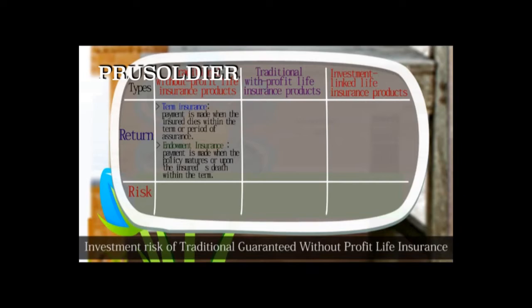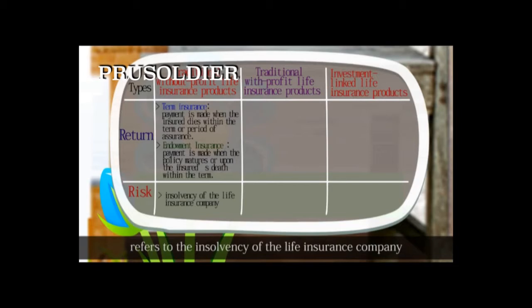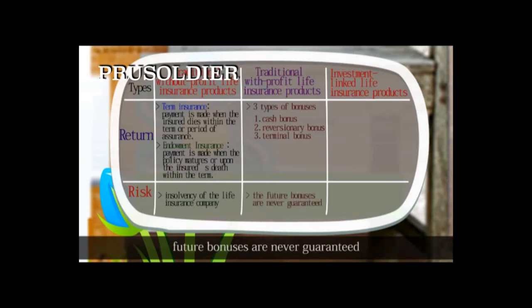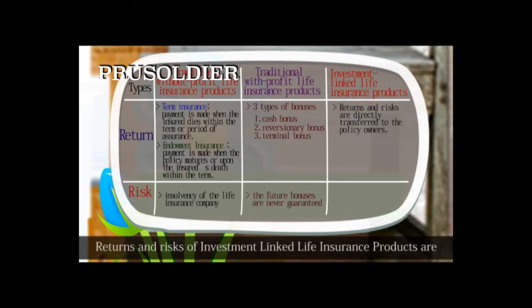Investment risk of traditional guaranteed without-profit life insurance refers to the insolvency of the life insurance company. There are 3 types of bonuses with regards to investment return of the traditional with-profit life insurance, namely 1. Cash bonus, 2. Reversionary bonus, 3. Terminal bonus. The investment risk of traditional with-profit life insurance is that future bonuses are never guaranteed. Returns and risks of investment-linked life insurance products are directly transferred to the policy owners.